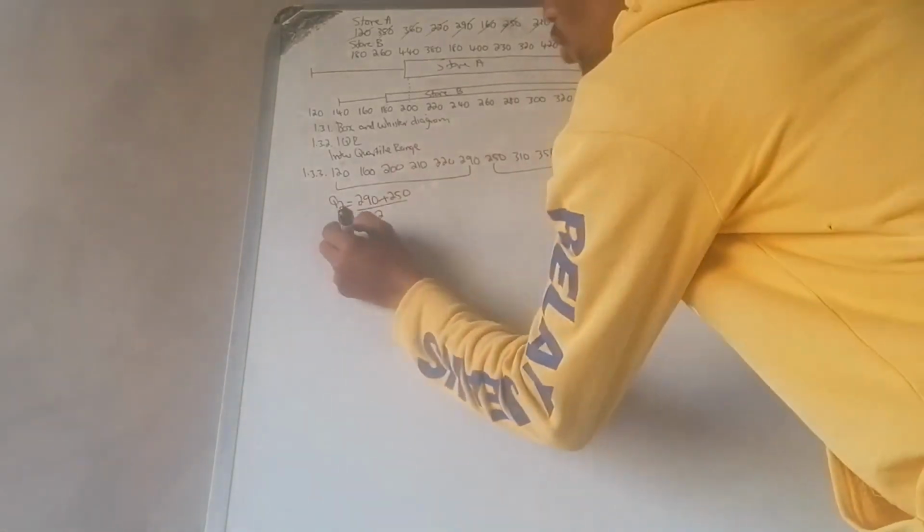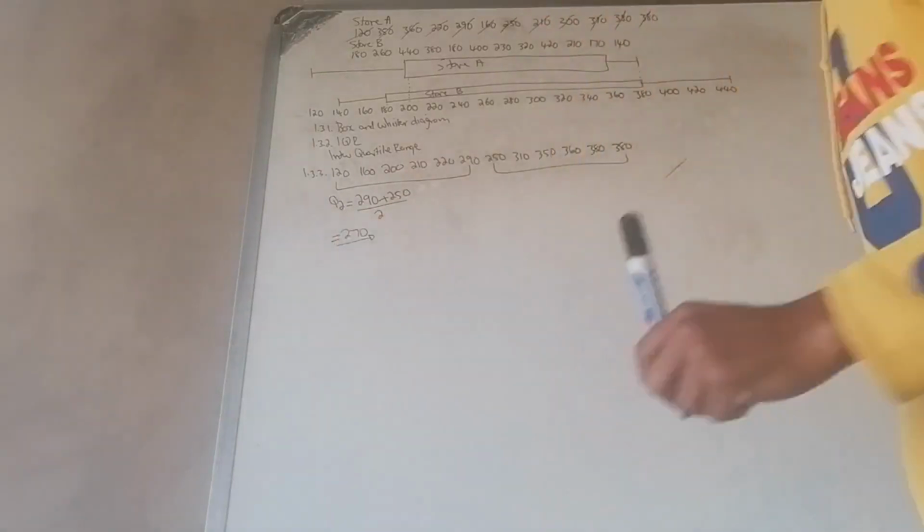That becomes your median. 290 plus 250 should give you 270. Your 270 is your median, and you are done. We did that so that we do not make any mistake. No mistake, none whatsoever.